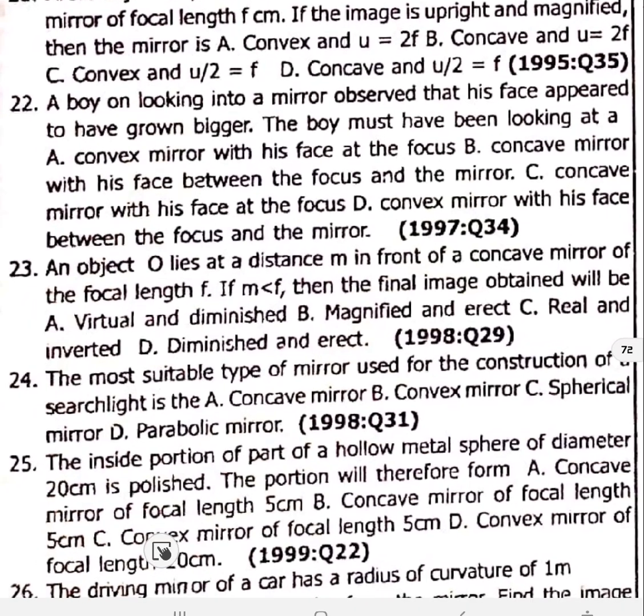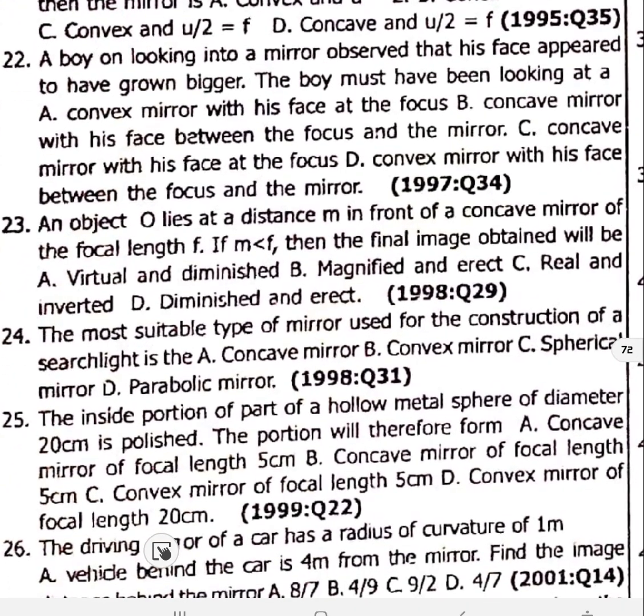24. The most suitable type of mirror used in construction of a searchlight is parabolic mirror, right? Parabolic mirror produces strong parallel beams, and they are used in searchlight. 24 is option D. 25, okay.